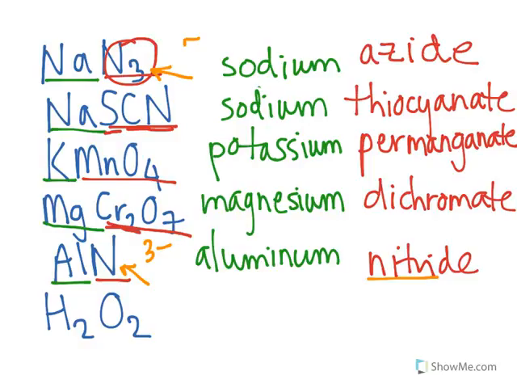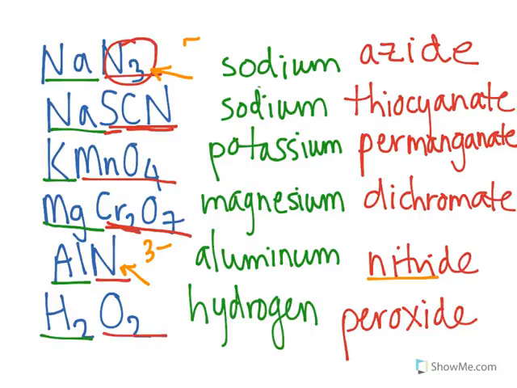Sorry. This last compound is called hydrogen peroxide. This is peroxide, not an oxide, because this ion has a 2- charge. And that's all for naming ionic compounds.